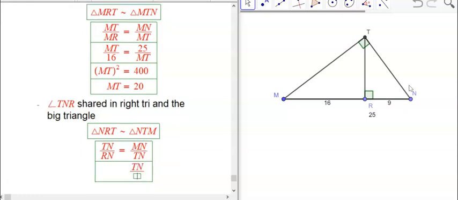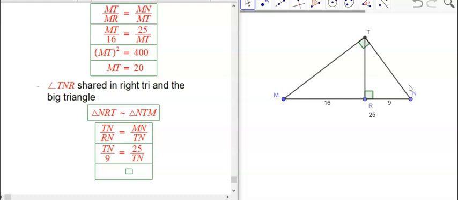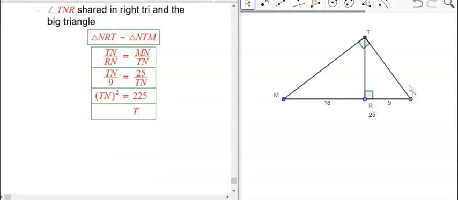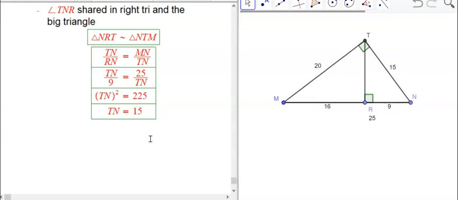So TN over, now it's 9, equals 25 over TN, of course. TN squared, we've got a geometric mean setup, that is 225. And yes, again, this is the contrived part. Generally, that's going to be some sort of root of a non-perfect square, but I chose it to be a perfect square. So far, so good. We've gotten MT and TN. Let me pause it and put those in.